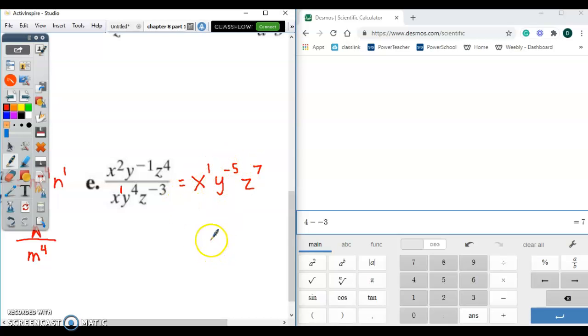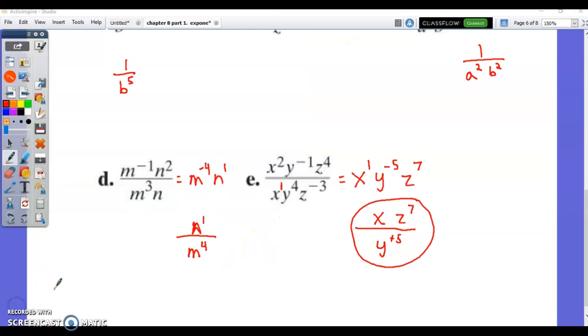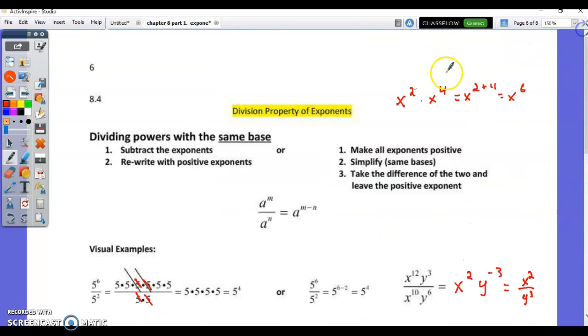The y to the negative 5 goes to the bottom. The x and the z stay at the top. So my final answer would be x, z to the 7th. You can put the 1 there if you want. You don't have to. And on the bottom, y to the positive 5th power. Of course, we moved it, so it has to become positive. So that is how we divide the exponents, right? Multiply, we add them. Dividing, we subtract. And remember, it's the top minus the bottom exponent.